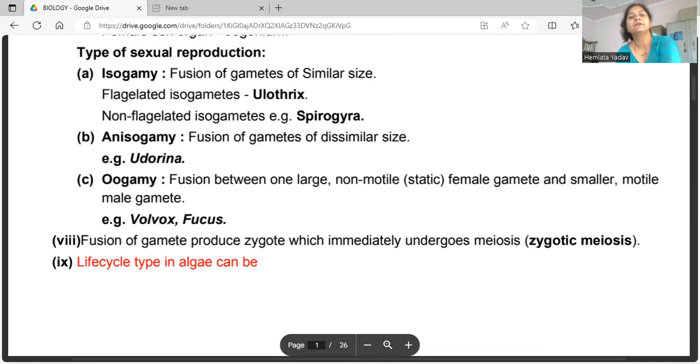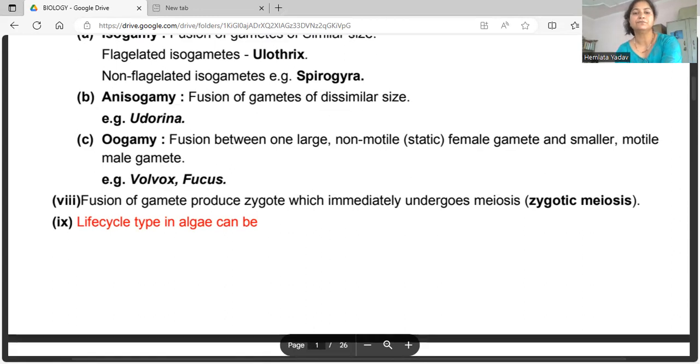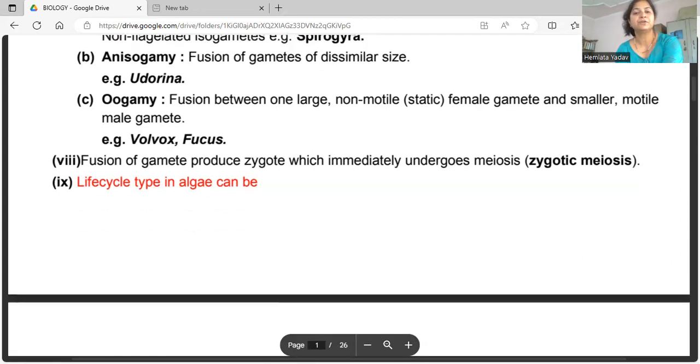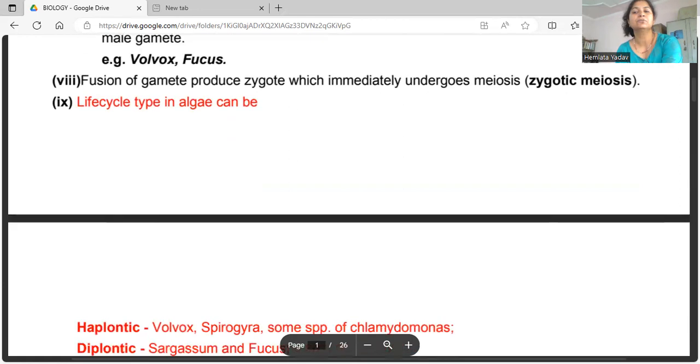So this is important. Isogamy किसमें होती है? Ulothrix example है. Non-flagellated isogametes होते हैं Spirogyra में fuse. तो isogamy दो में देखी जाती है, Ulothrix and Spirogyra. And anisogamy, fusion of dissimilar size gametes, Eudorina में देखा जाता है, Eudorina में. And oogamy आपका देखा जाता है Volvox and Fucus में. Fusion of gamete produces zygote, which immediately undergoes meiosis.